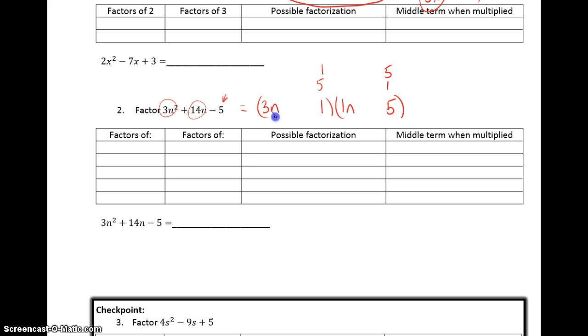When I check my smiles, I multiply and get 15n. And in the middle, I get 1n. And I'm supposed to have a positive 14. So I need for the 15 to be positive and the 1 to be negative. So 15 is positive, and 1 is going to be negative. So the final answer is 3n minus 1 and n plus 5.